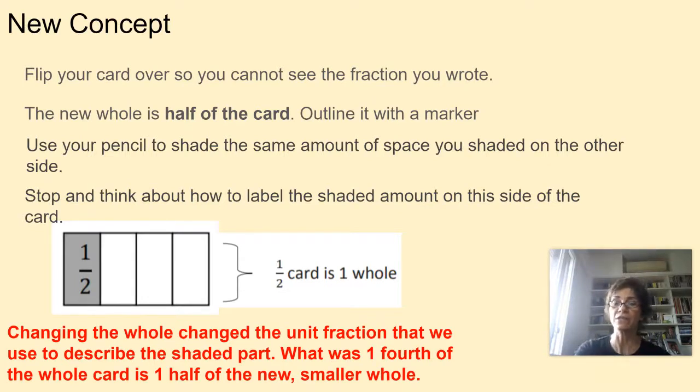So you have to always remember that when you're comparing fractions, you can compare them if they are related to the same whole. So if the whole is the same, we can compare fractions. If the whole is different, then we cannot compare them.